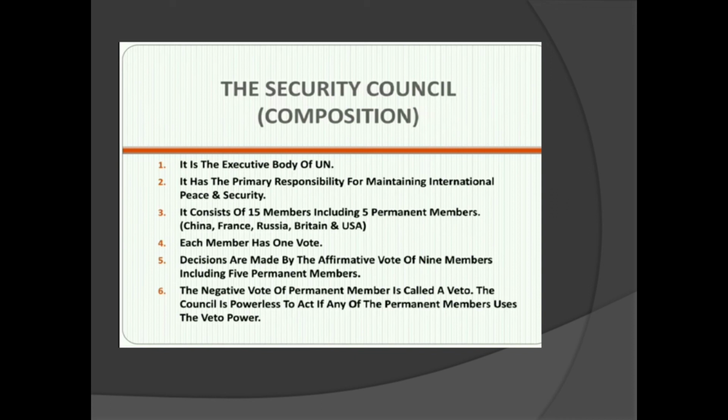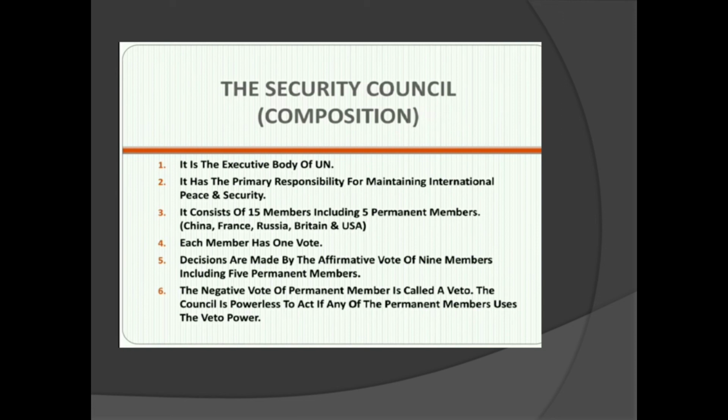So the rest 4 come from the non-permanent members. These permanent members have a negative vote called veto. These 5 permanent members stand very important, and they have been given a negative vote, which is called veto. When the permanent members use their veto power, what happens?